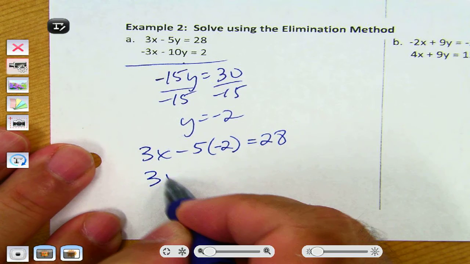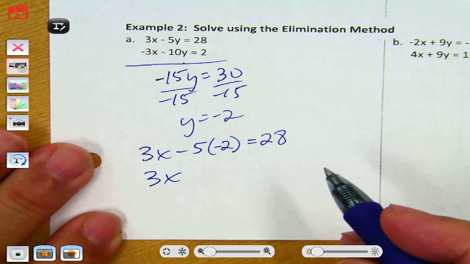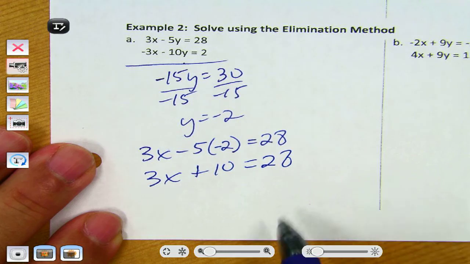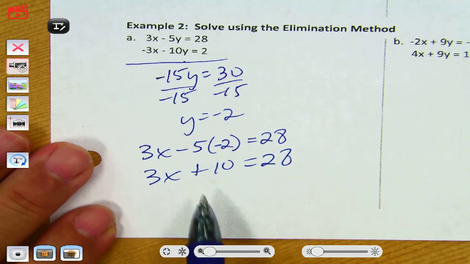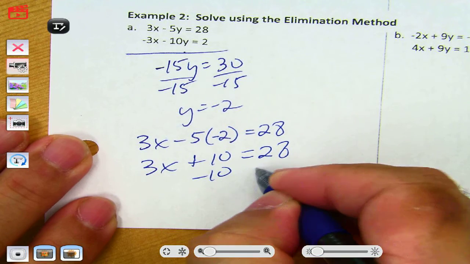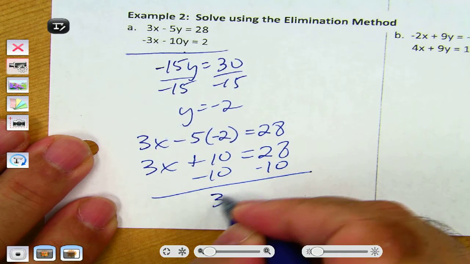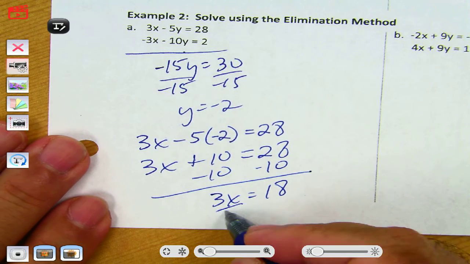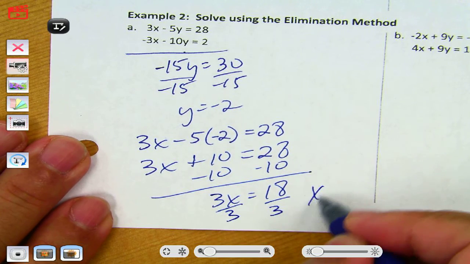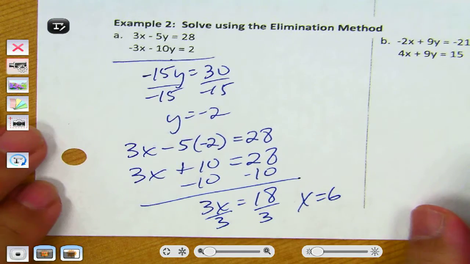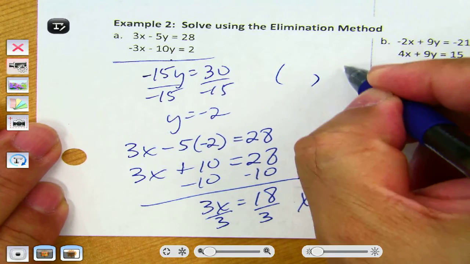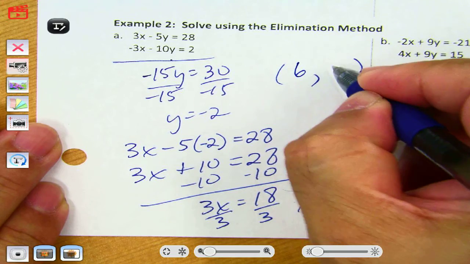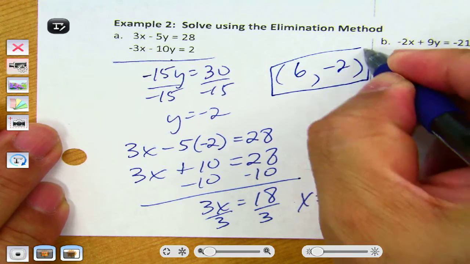So what is negative 5 times negative 2? Positive 10. So it's a plus 10. All I've done is work out the negative 5 times negative 2. Now I'm going to subtract 10 from both sides. Divide by 3. And I get x equals 6. So my final answer is, remember it's an ordered pair. Which number goes first? The x value goes first. So it's 6, negative 2. That's my final answer.